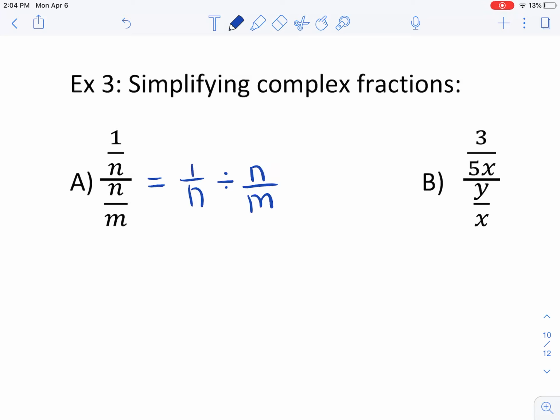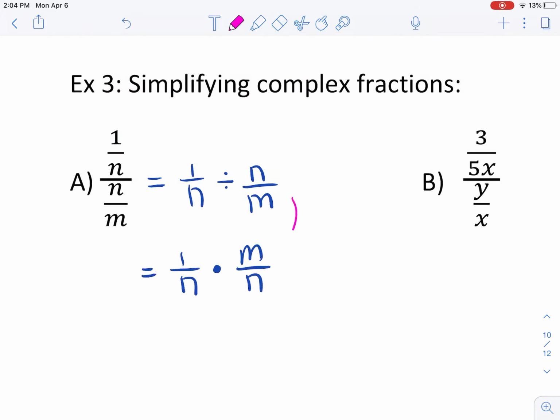Now, when we're dividing fractions, when you learned that in elementary school, you would always take the first fraction, and instead of thinking of it as division, you would take the first fraction and multiply by the reciprocal of the second fraction. We're going to do the same thing here with rational expressions. I'm going to take the first rational expression and then multiply it by the reciprocal, which means switch the numerator and denominator around, of the second rational expression.